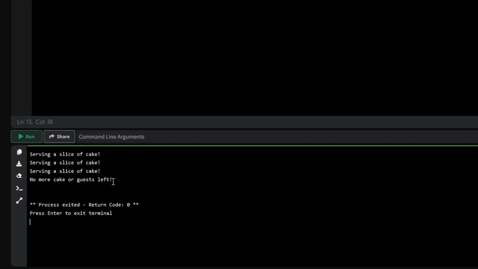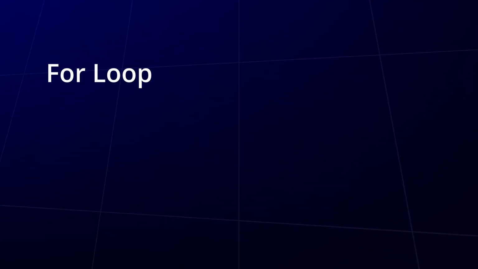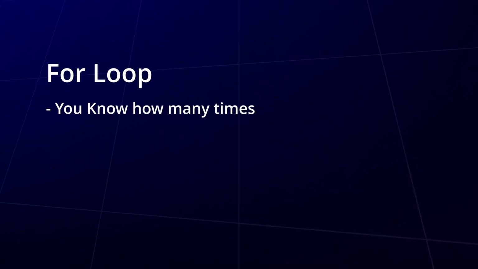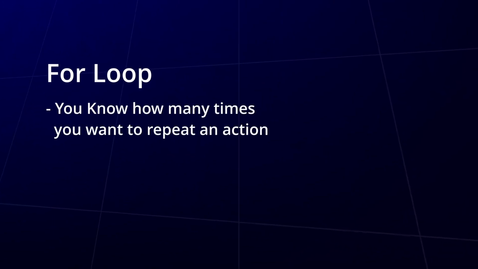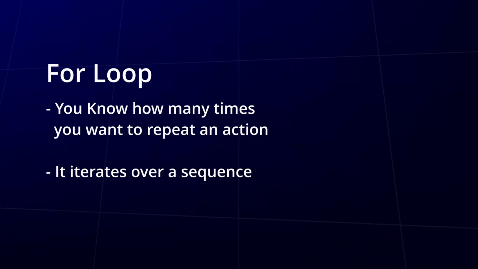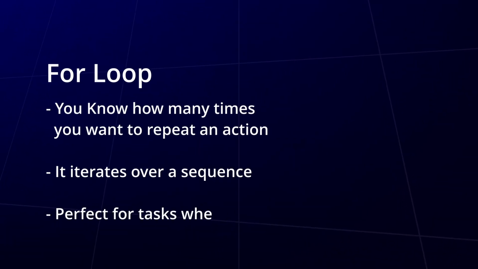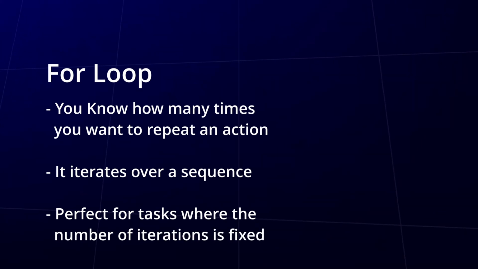Now that we've seen both while loops and for loops, let's compare the two. A for loop is typically used when you know in advance how many times you want to repeat an action. It iterates over a sequence like a range of numbers, a list, which is another data type we'll explore later, or a string. For loops are perfect for tasks where the number of iterations is fixed.